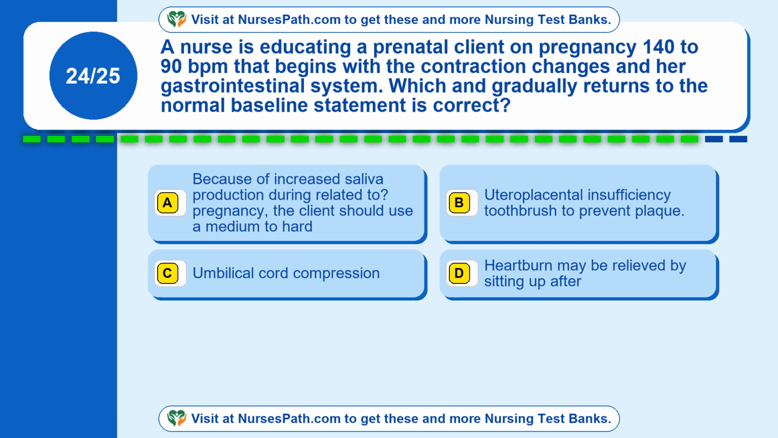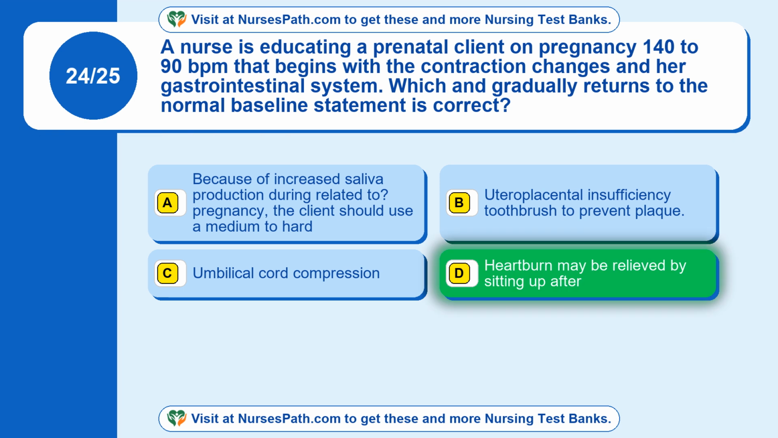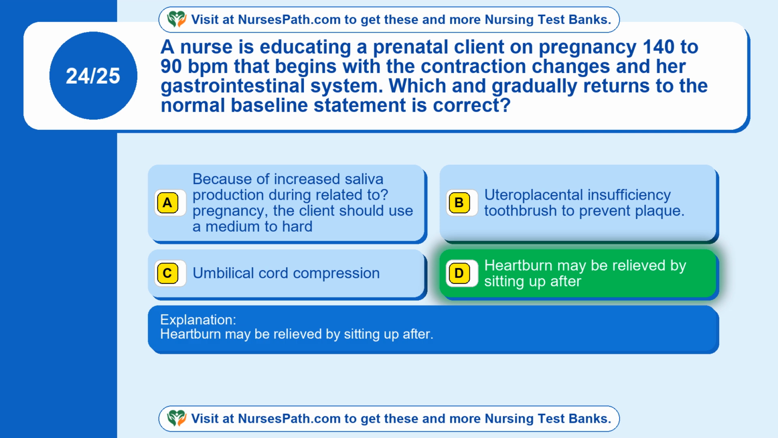Question 24. A nurse is educating a prenatal client on pregnancy changes and her gastrointestinal system. Which statement is correct? Option A. Because of increased saliva production related to pregnancy, the client should use a medium to hard toothbrush to prevent plaque. Option D. Heartburn may be relieved by sitting up after meals. The correct answer is option D. Heartburn may be relieved by sitting up after meals.